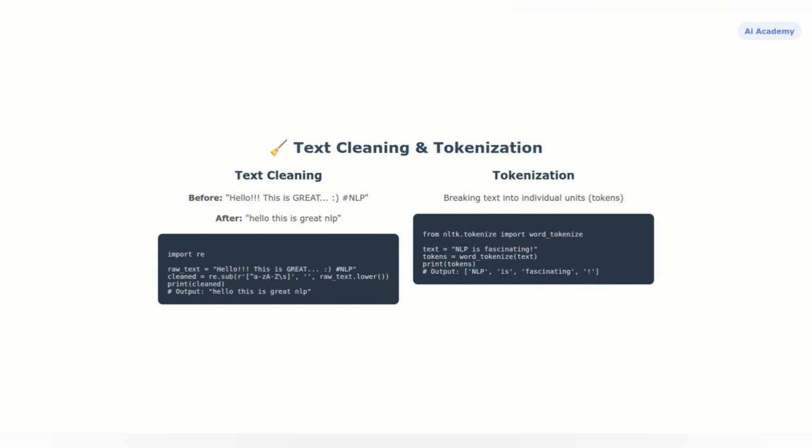Stop word removal is next. Stop words are common words like the, is, and, or that appear frequently but don't carry much meaning for most NLP tasks. Removing these helps reduce noise and focuses on the meaningful content. However, for some tasks like machine translation, you might want to keep them.